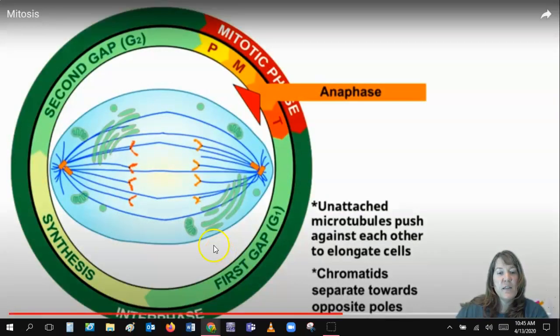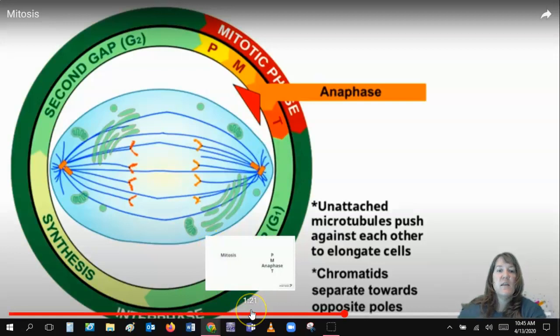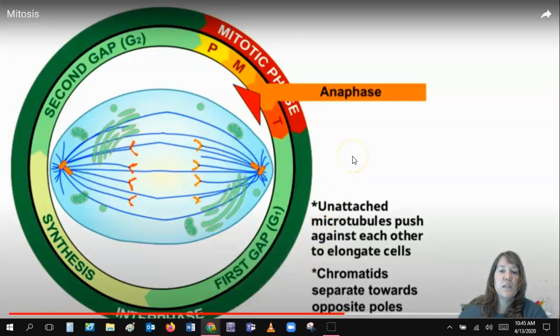Then we have anaphase. And anaphase, I really do like to visualize just a little girl named Anna just pulling the chromosomes apart. So it's in the process of pulling apart, so they're not in the center like in metaphase, and they're not completely at the poles like they would be in telophase. So that's our next phase.